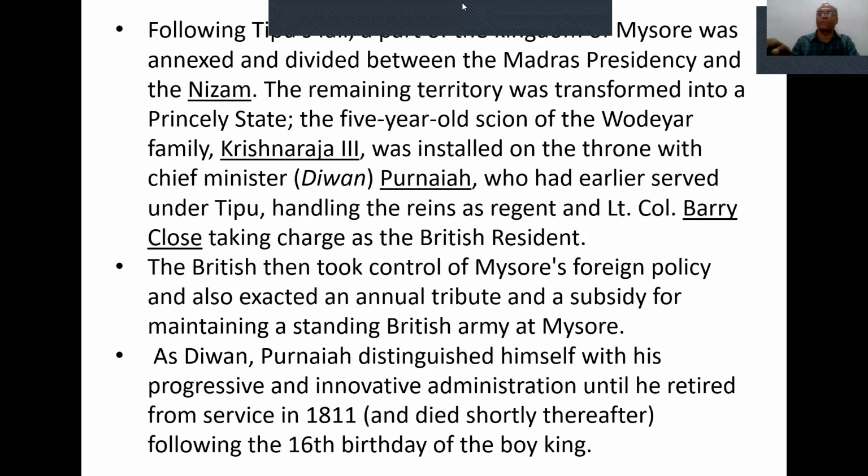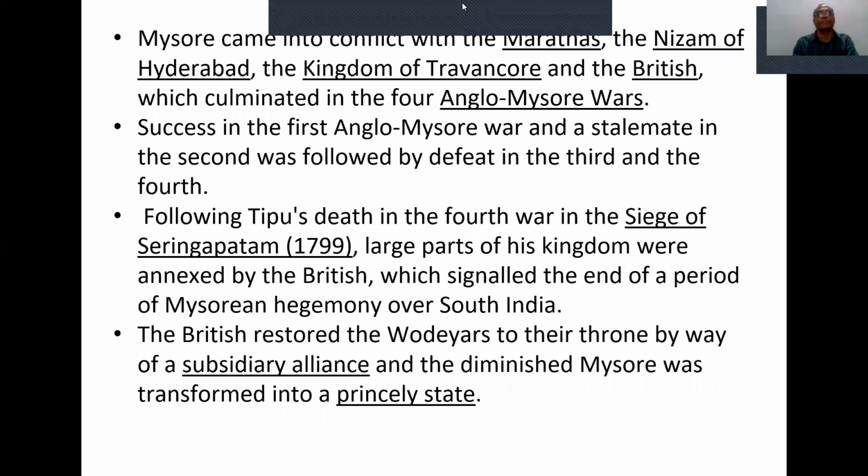As I have just said, they maintained a standing army for the protection of the Mysore kingdom against any kind of external force. As Diwan, Purnaya distinguished himself with his progressive and innovative administration until he retired from service in 1811 and died shortly thereafter, following the 16th birthday of the boy king. He was an infant. The king was an infant.